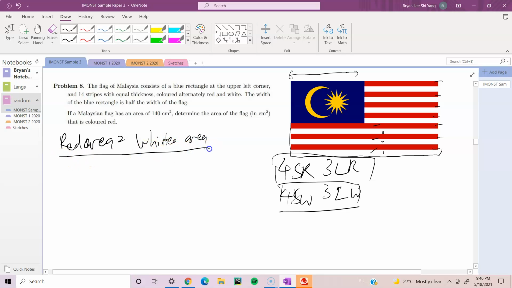So how do we find the red area? What we do is take the 140, then we minus the blue area, right? We divide it by 2, because 140 minus the blue area will give us the red plus white area, and then we know these two are equal. We divide by 2, we will get one red area, as you can see here.